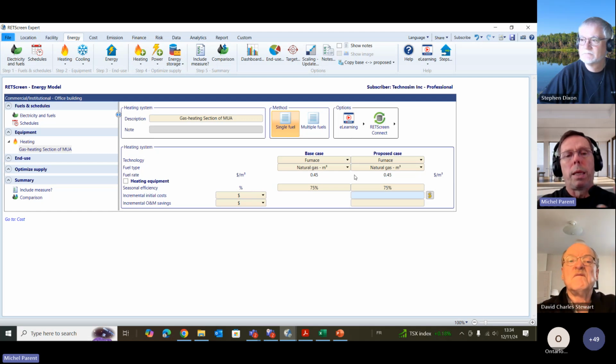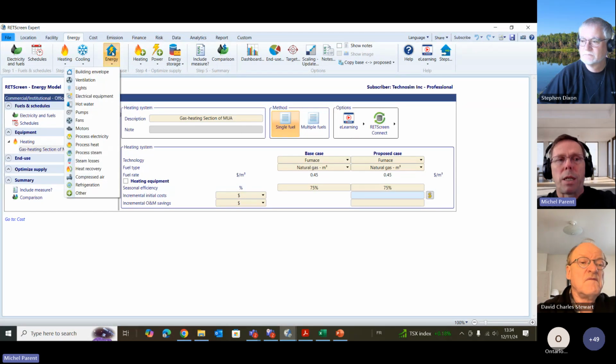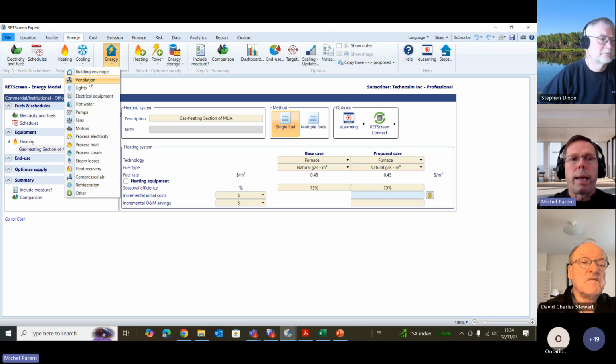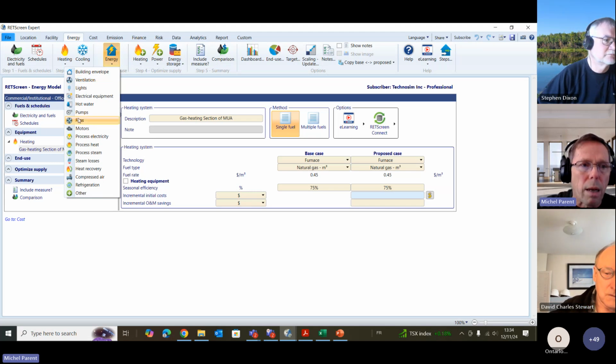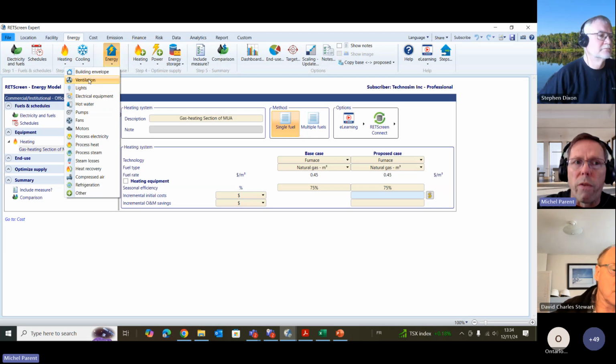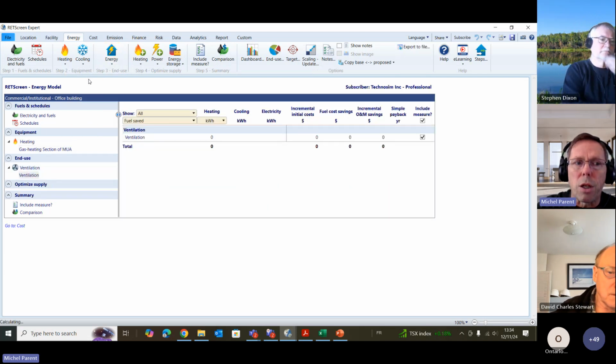Now we're going to go with the makeup air unit flow. So we go to the energy. And when you click on energy, you've got a bunch of choices. In our case, we want to define ventilation. And that's airflow. It is not the fan motor. It's not the actual motor, because that would be fan, or it could also be electrical equipment. So we're going to define the flow of that system. So we click on ventilation.